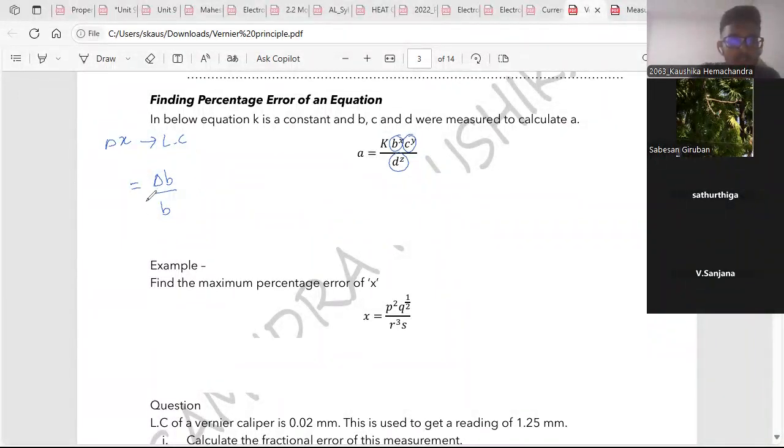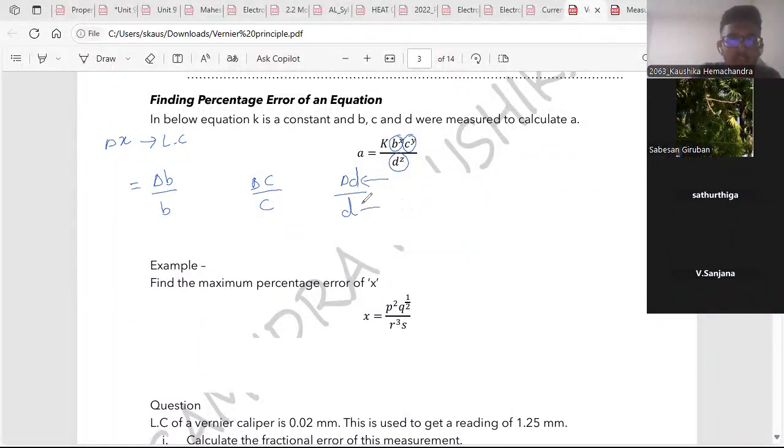So this is the fractional error for B. Then for C, it's delta C over C. For D, it's delta D over D. That's the least count for measuring D.